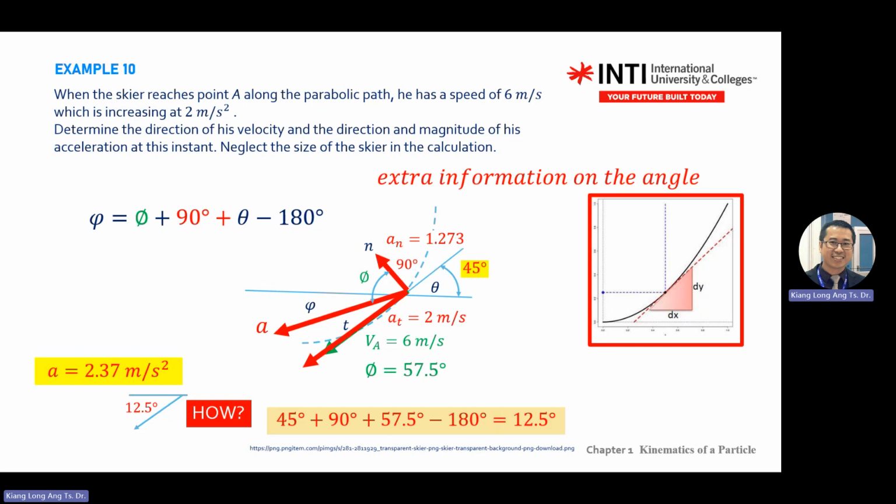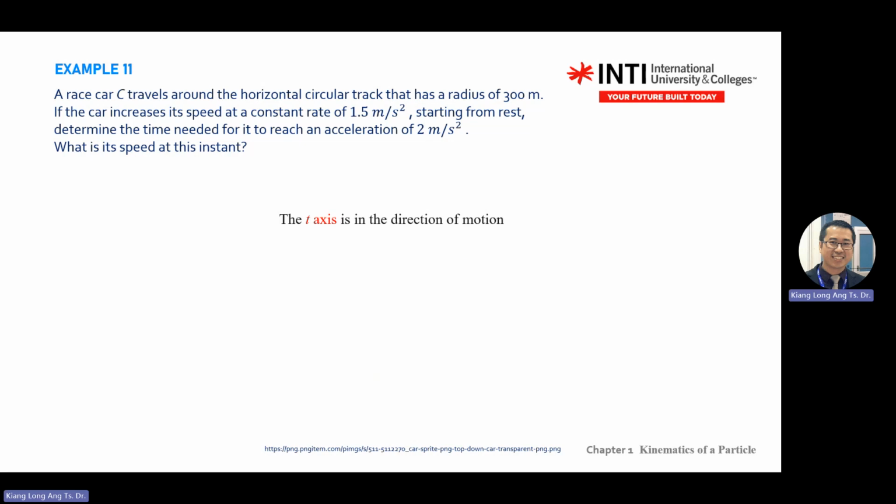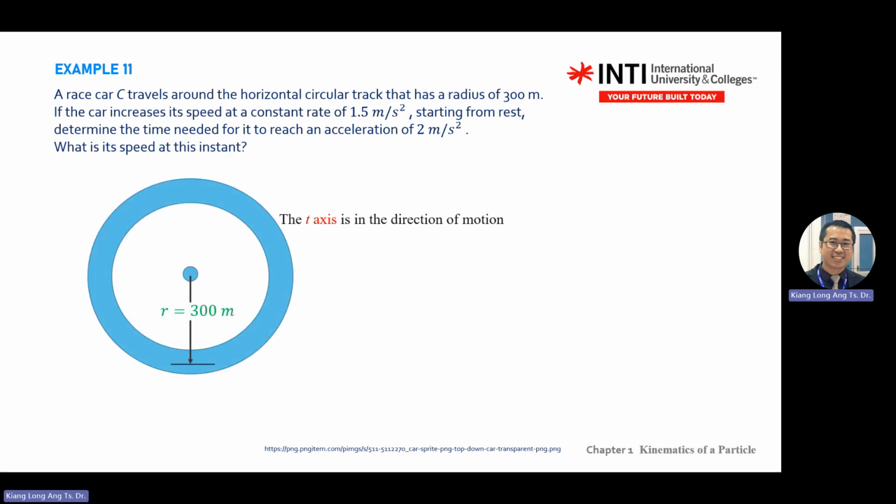Any questions on the standard steps? Stop me if I talk too fast and you cannot catch up. Let me know. Okay, let's look at example 11.